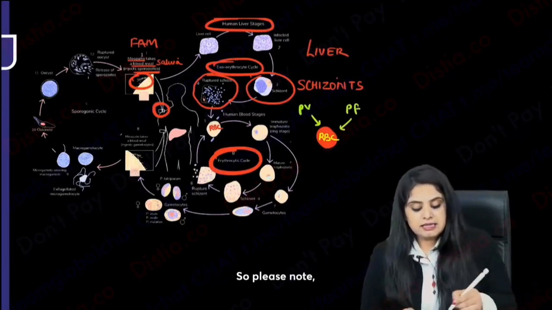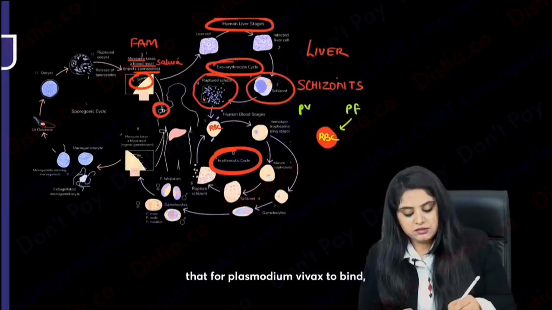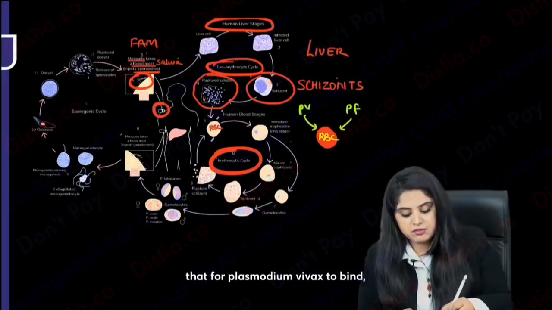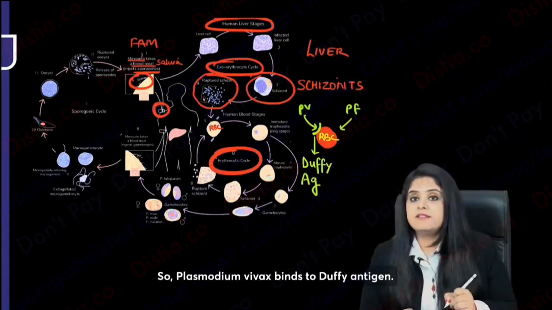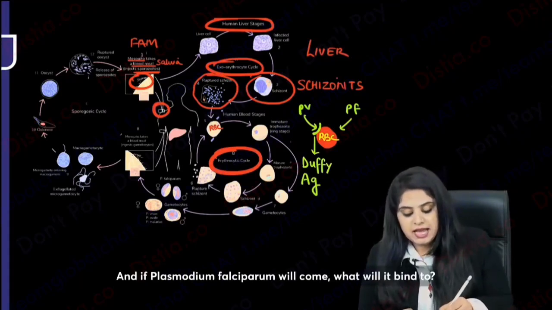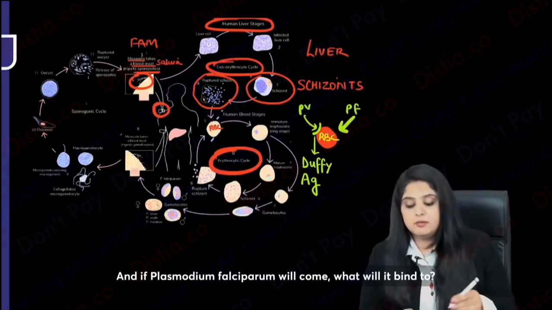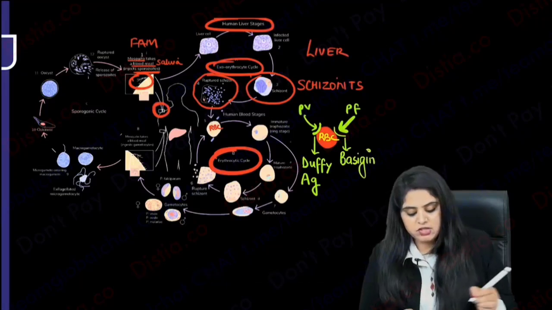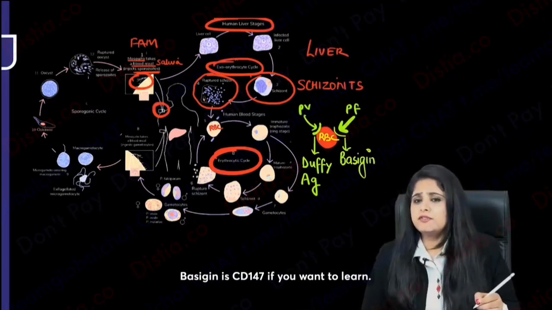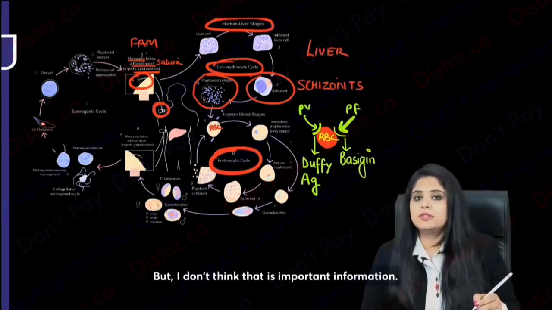So please note that for Plasmodium vivax to bind, all of us have something called Duffy antigen. All of us have Duffy antigen. So Plasmodium vivax binds to Duffy antigen. And if Plasmodium falciparum comes, what will it bind to? There is something which is known as BASI gene. Plasmodium falciparum is going to bind to BASI gene. BASI gene is CD147 if you want to learn, but I don't think that is important information.